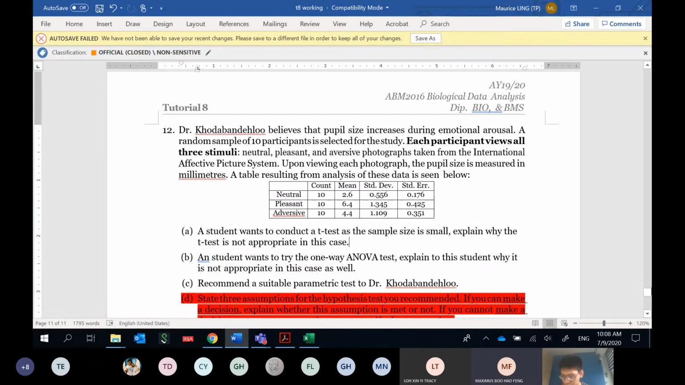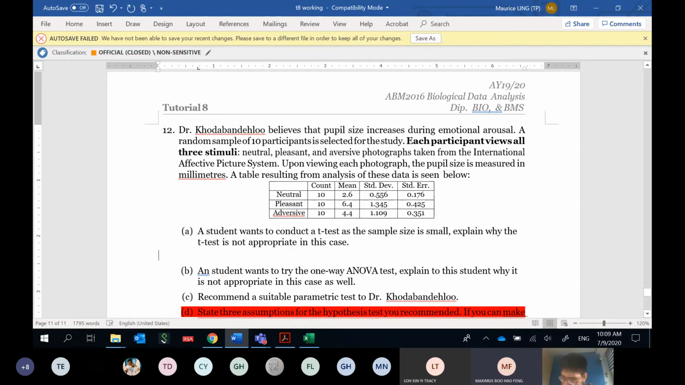It's not appropriate because there are more than two variables. Three samples, right. A t-test is for two samples, and here we have more than two samples. With three samples, you have to use ANOVA.